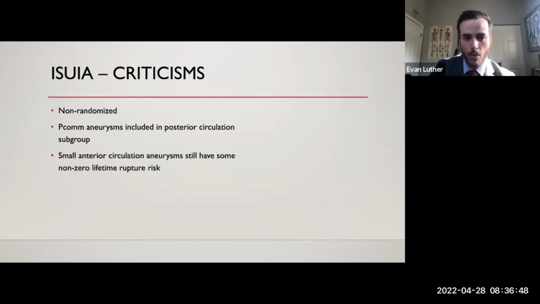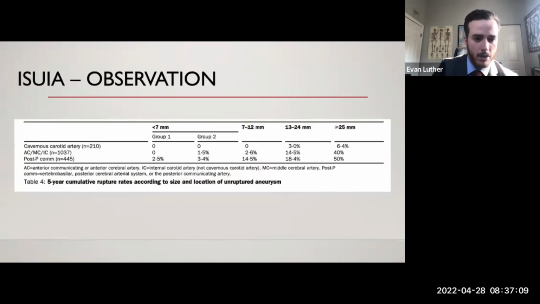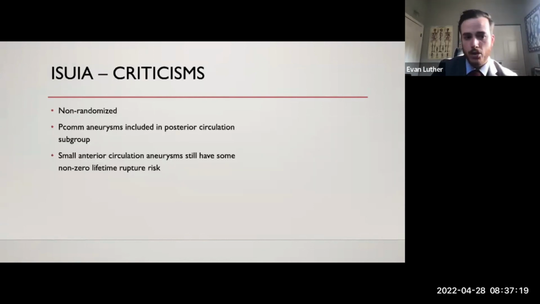There's also some discussion about why PICA aneurysms were included in the posterior circulation subgroup, because, as you guys know, these aneurysms arise from the internal carotid artery. And everyone knows that some small anterior circulation aneurysms still have non-zero lifetime rupture risk. So you can see back here, in this group, that anterior circulation aneurysms less than 7 millimeters with no history of subarachnoid hemorrhage had a 5-year rupture risk of 0. Now, that just can't be true, right? Their lifetime rupture risk has to be non-zero, but obviously relatively low.